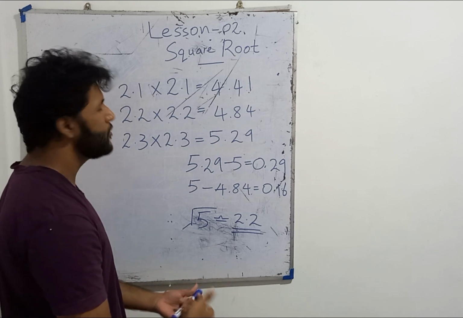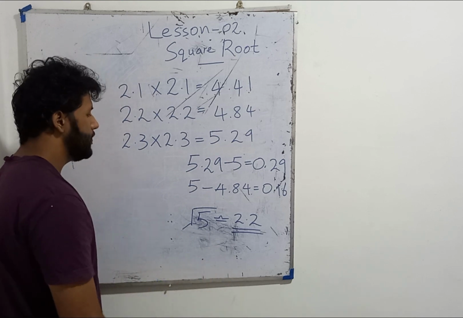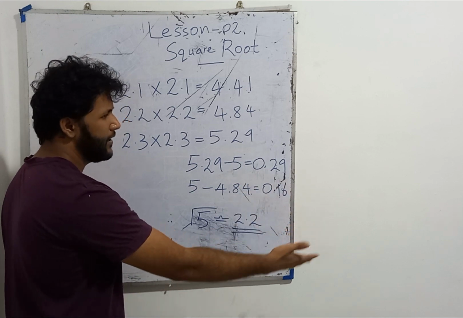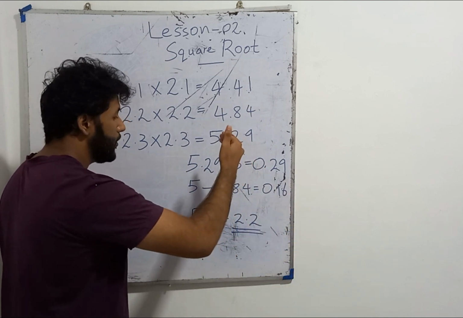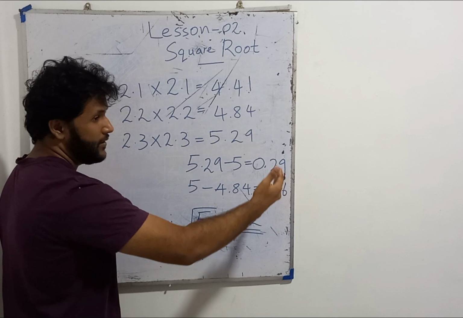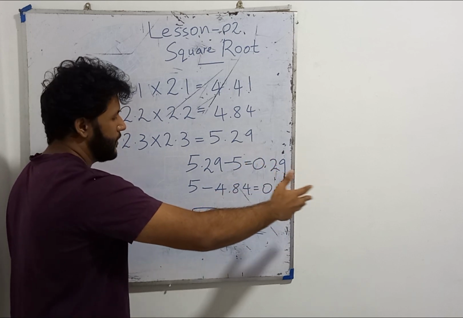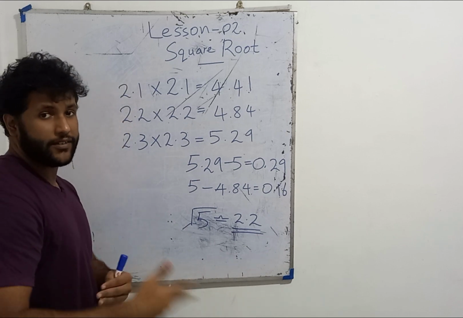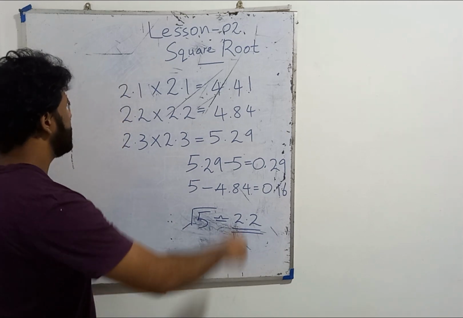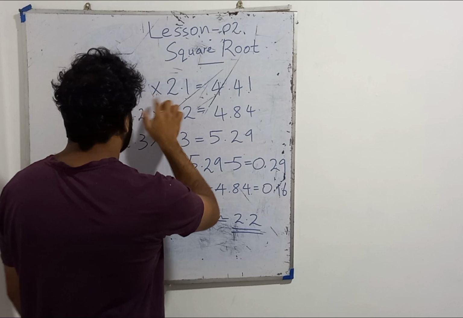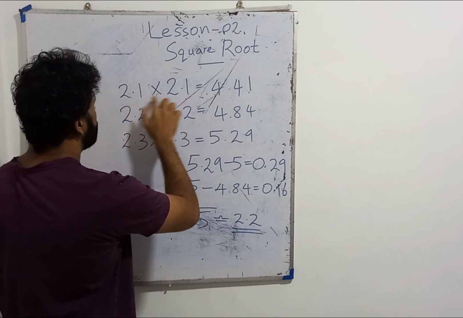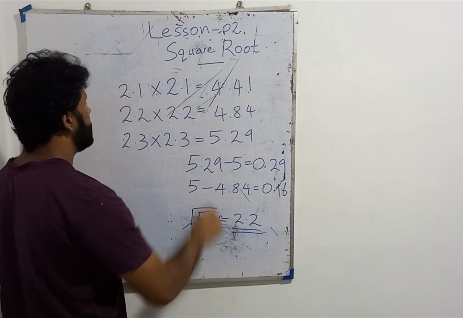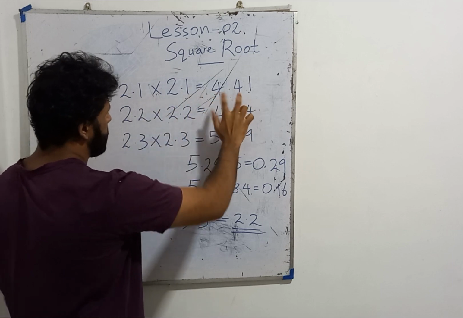Then it should be 2.1, 2.3 like that. If we take 7, 8 or something like that, then it's closer to 9. Then it's actually greater than 2.5, something closer to 3, right? Okay, now you can understand that. That's why we took 2.1, 2.2, 2.3 like that. Then we multiplied and took the product.